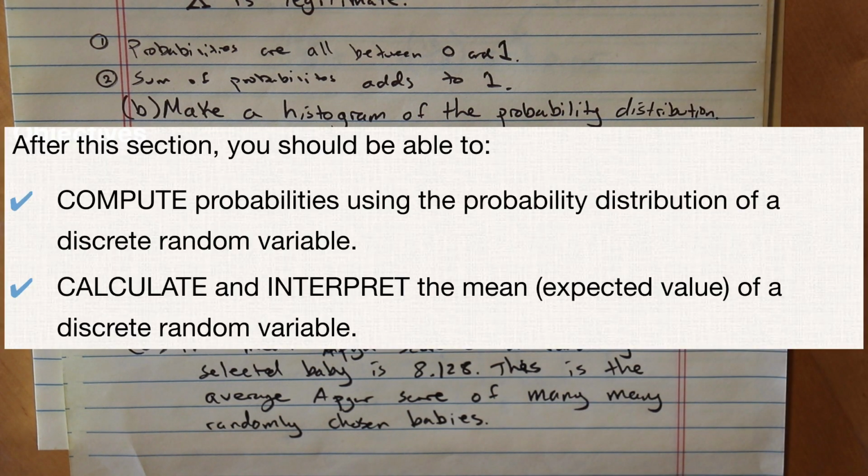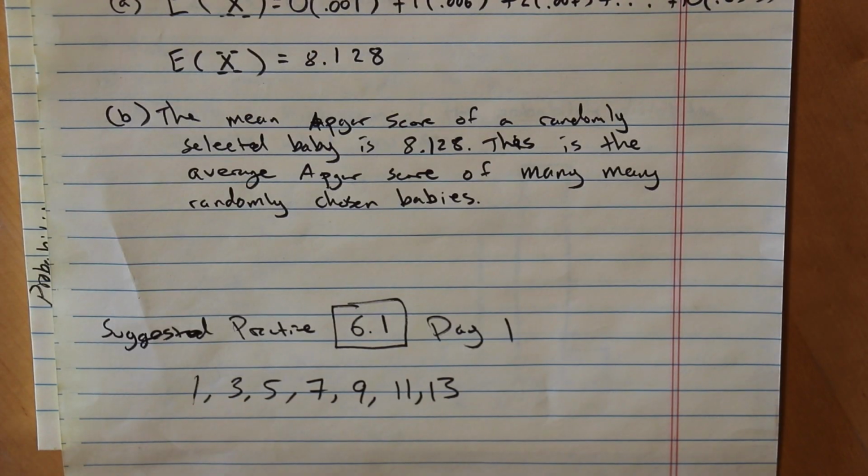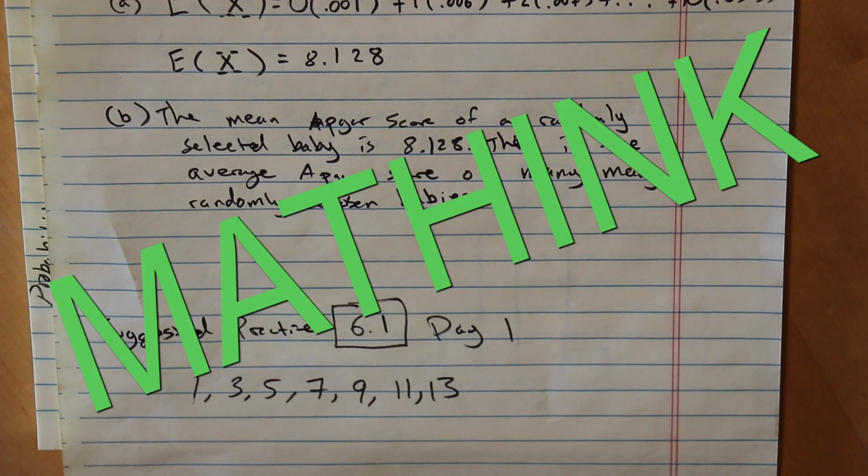Our goals for this video were to compute probabilities using a probability distribution of a discrete random variable, and calculate and interpret the mean or expected value of a discrete random variable. Those are our two goals. We've seen an example here. Take a look at the suggested practice for 6.1, day 1 on random variables. Your suggested practice for 6.1, day 1 are these problems here. And then also, take a look at the Khan Academy. There's a lot of great practice problems there as well.